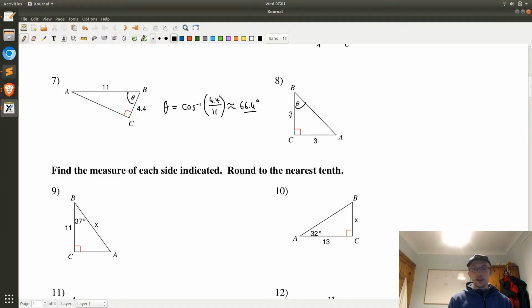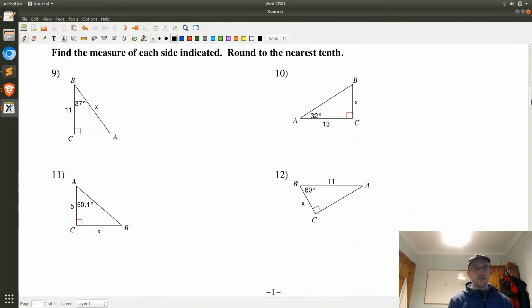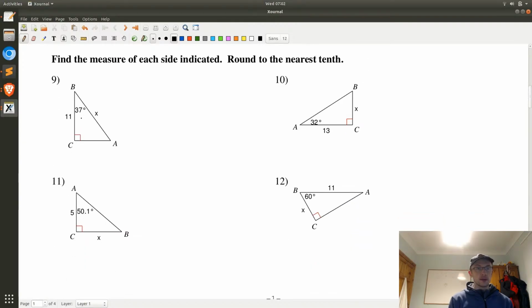Next, adjacent and opposite, but we recognize 3, 3. Oh, it must be the 45, 45, 90 triangle. So theta equals 45.0 degrees. In fact, that is exact. So, now what?